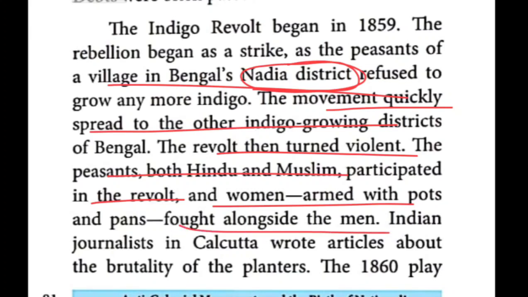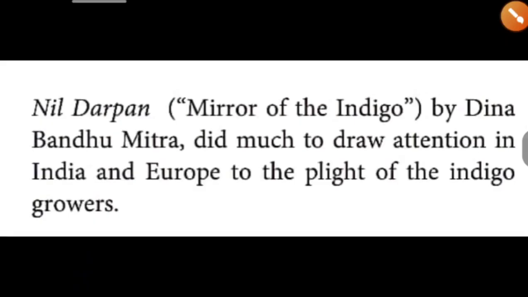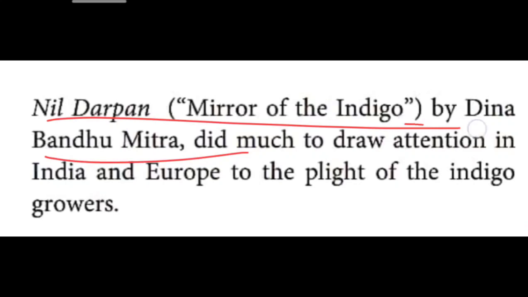How did Indian journalists describe this indigo cultivators' revolt? Indian journalists in Calcutta wrote articles about the brutality, the cruelty, of the planters. In the 1860s, the play Neel Darpan is very, very important. Mirror of the Indigo, by Dinabandhu Mitra.